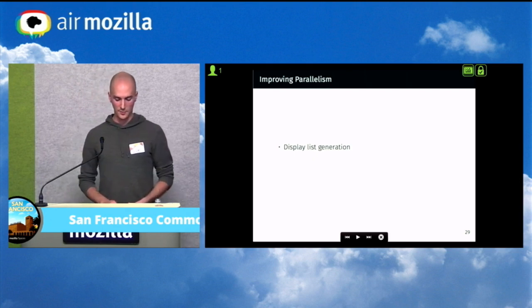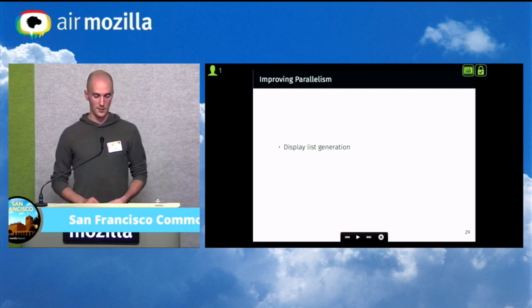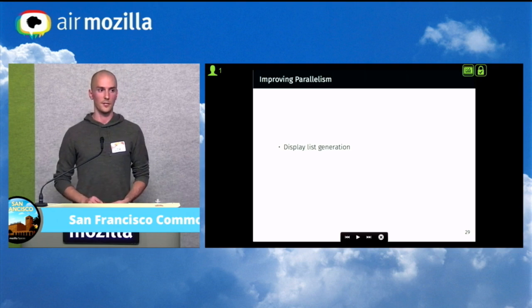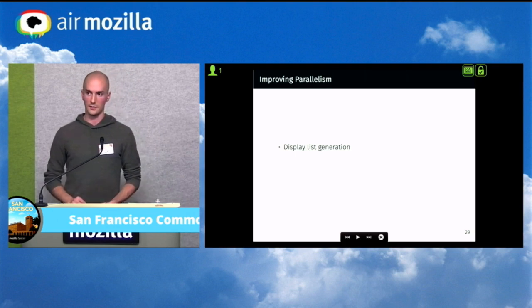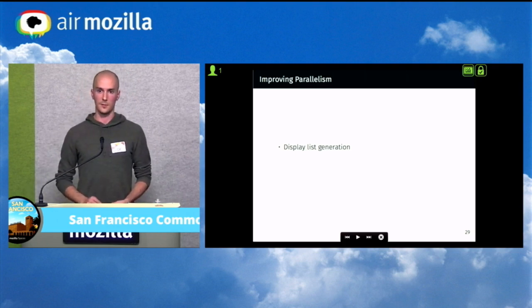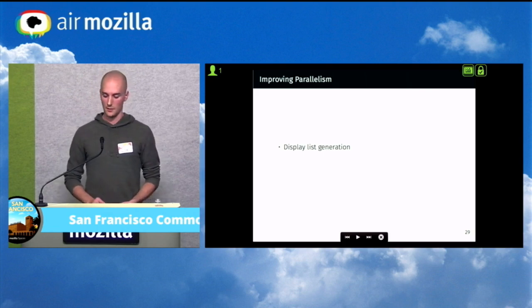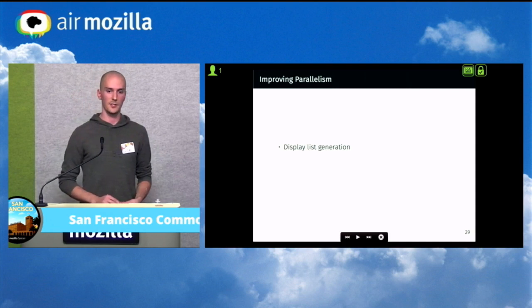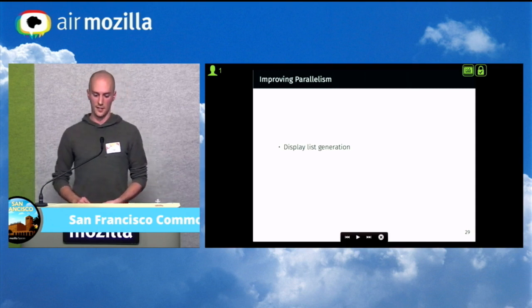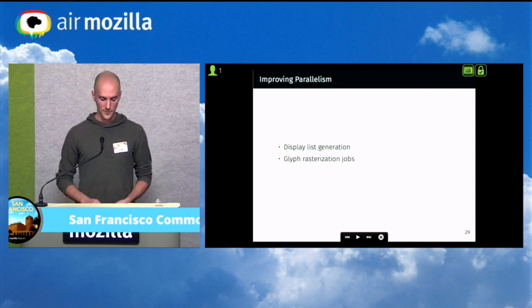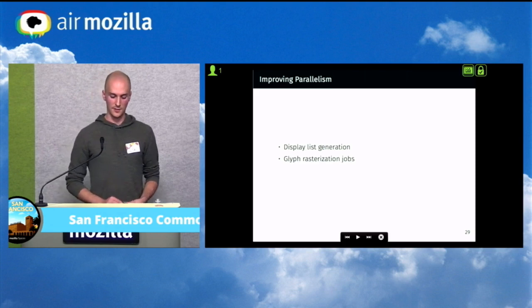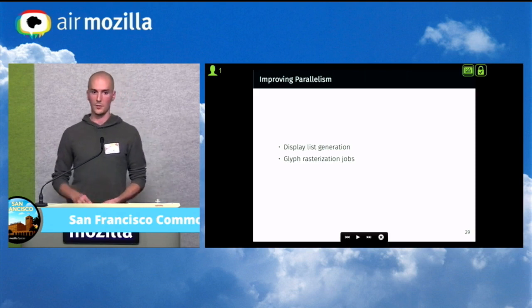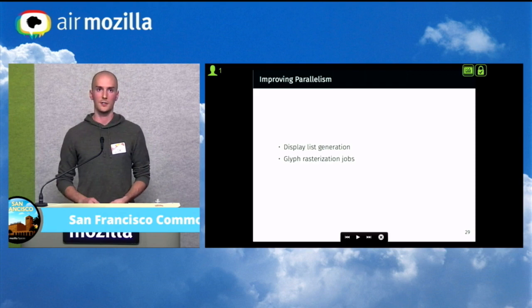And then as far as performance work, display list generation is currently on one thread. So you can imagine that if we could fully parallelize that, that would be a huge win. The parser can't run during those 2 milliseconds when this is happening. So if we can even just cut that in half, that would be a huge win. Glyph rasterization jobs are currently done in the same process as this display list generation. That could easily be parallelized as well.